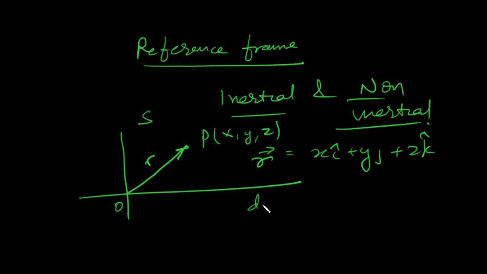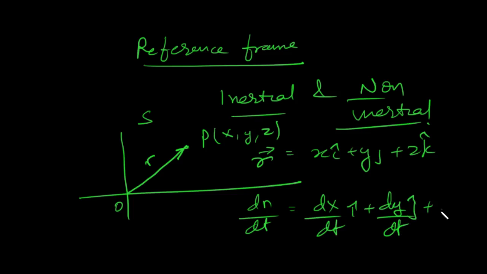And what will be dr by dt? This would be equal to dx by dt i plus dy by dt j plus dz by dt k. And acceleration would be d square r by dt square. You can write it down, double differential, all of you know. So what is an inertial frame? An inertial frame is a frame which is either static or which moves with a constant velocity. So say S dash is an inertial frame.